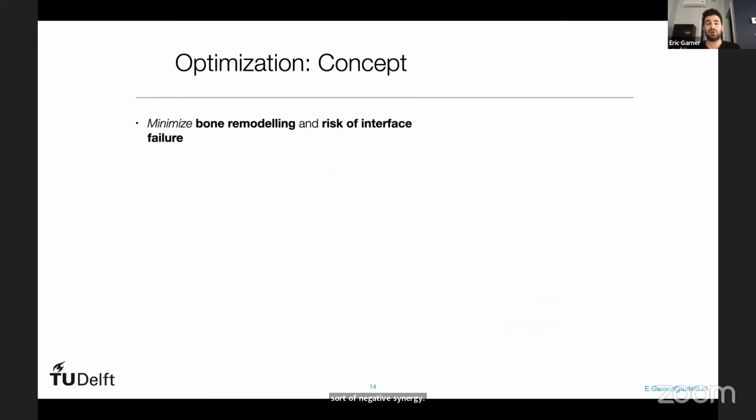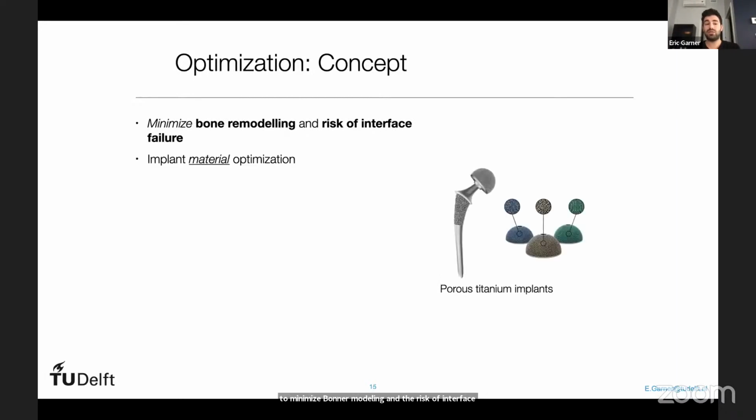This is the motivation for our optimization. Our goal is to minimize bone remodeling and the risk of interface failure simultaneously. So one way we can do this is by optimizing the implant material.